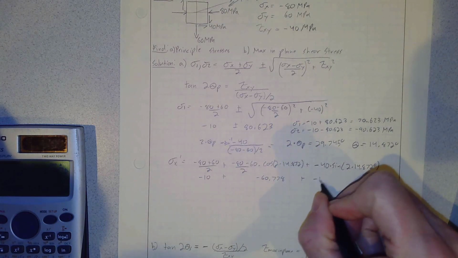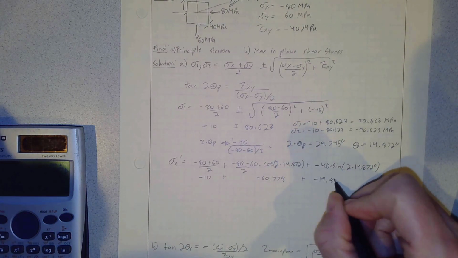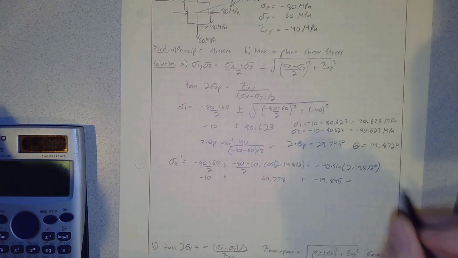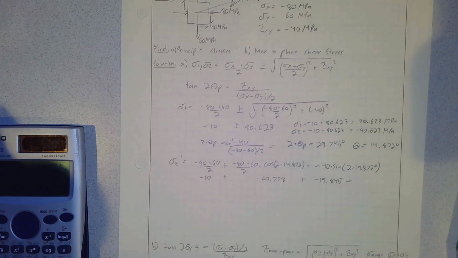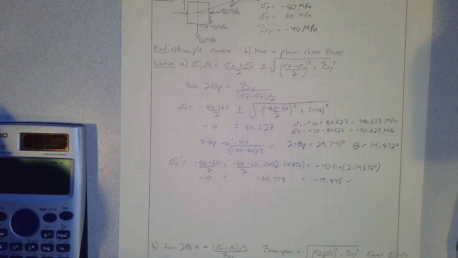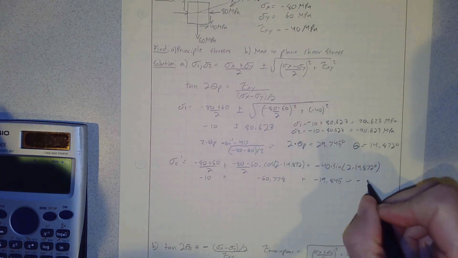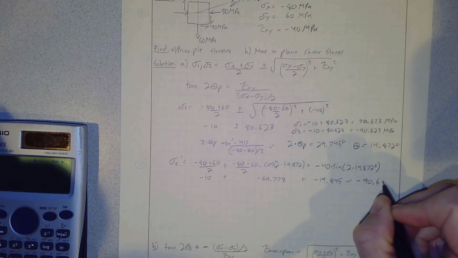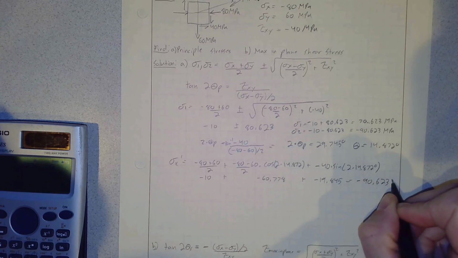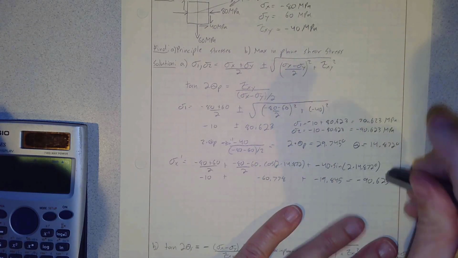That's negative 19.845. Okay, add those three components together. Negative 19.845 minus 60.778 minus 10, and we get negative 90.623 MPa, or 90.623 megapascals.